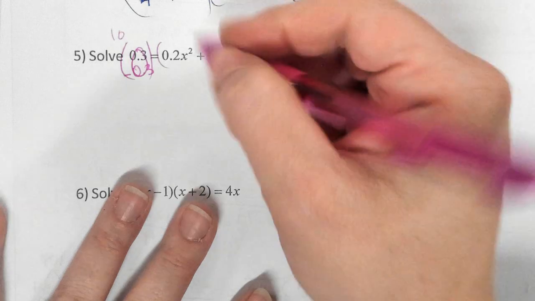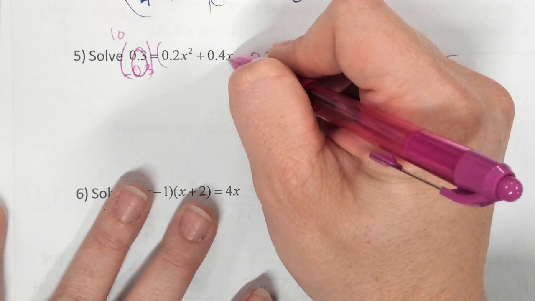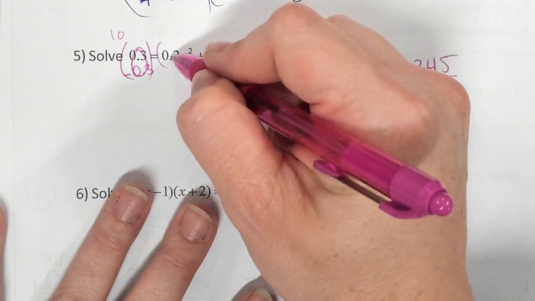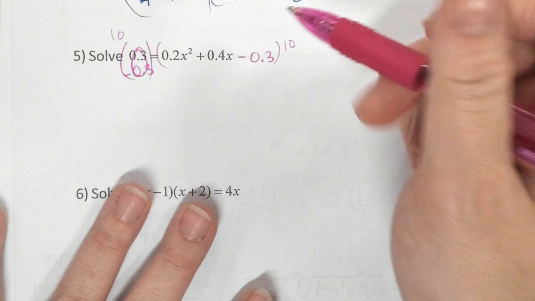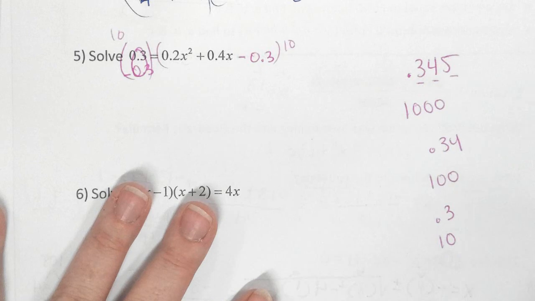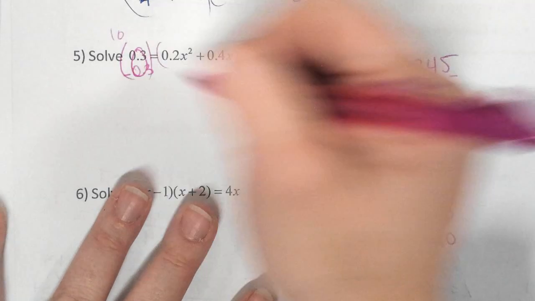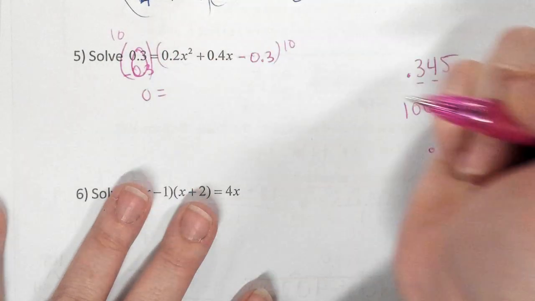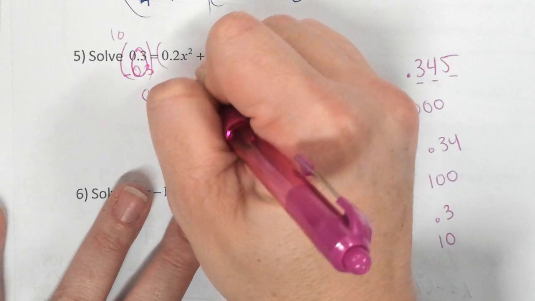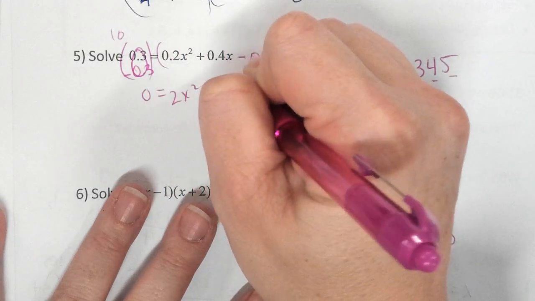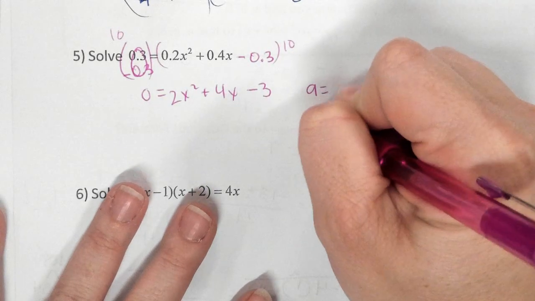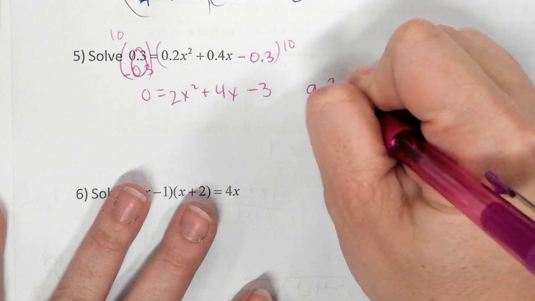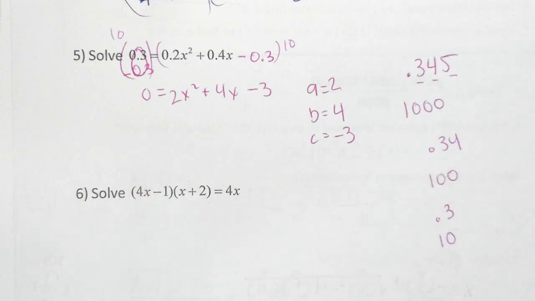Then if one of them was like 0.47, you could multiply by 100, and you would move it twice, and this would become 20. Does that make sense? So whatever the biggest place value is, that's what you would multiply by. So here you have 0 equals, what does that become? And what does this become? Y'all are so good. And we get 2, 4, -3. Pretty simple.